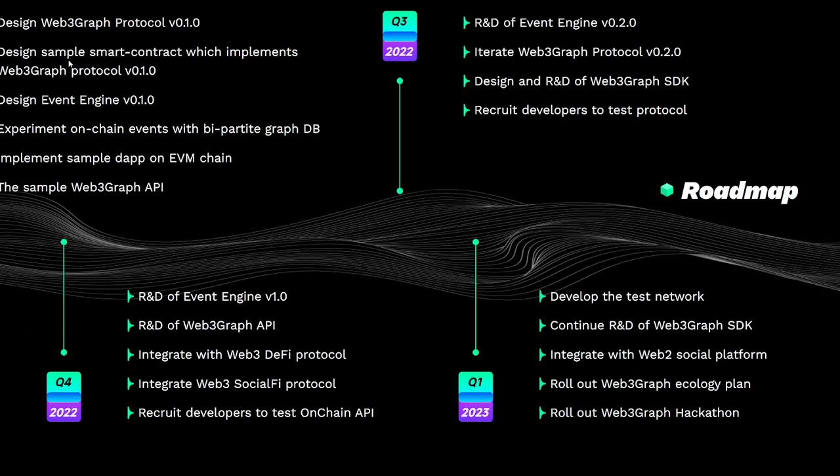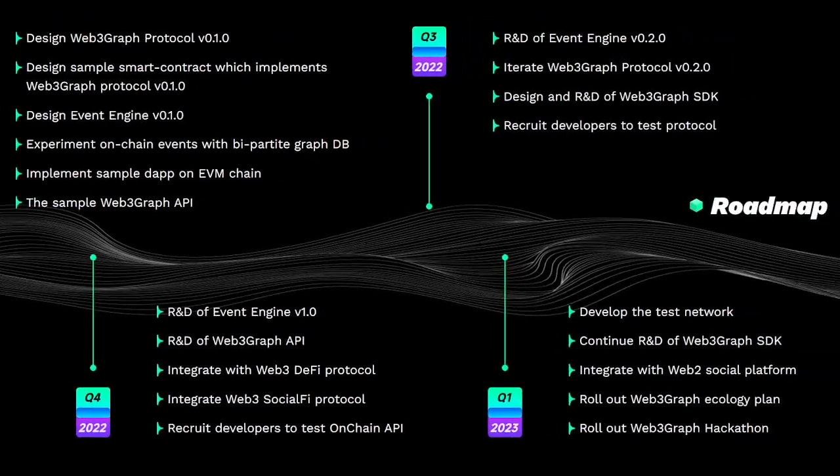We also see more on the roadmap to come. So design Web3 Graph Protocol v0.1.0. We see more about the design event engine, experiment on-chain events with bipartite Graph DB, and we also have much more, obviously, in 2022 and then Q1 2023 as well. A lot of cool stuff here on this roadmap. I'm not going to talk all the way through because there is quite a bit of it. If you guys want to learn more, like I said, links down in the description below.